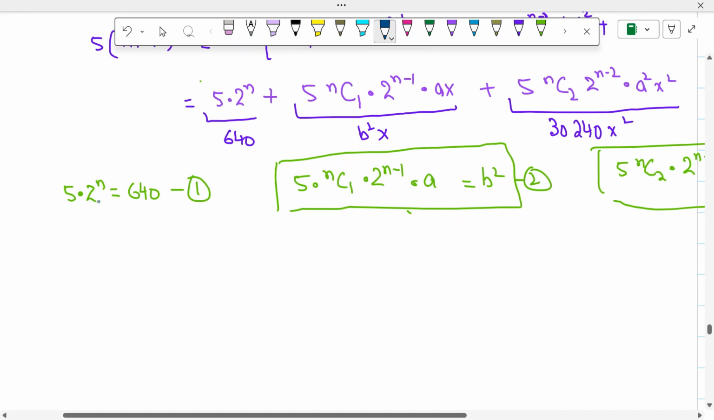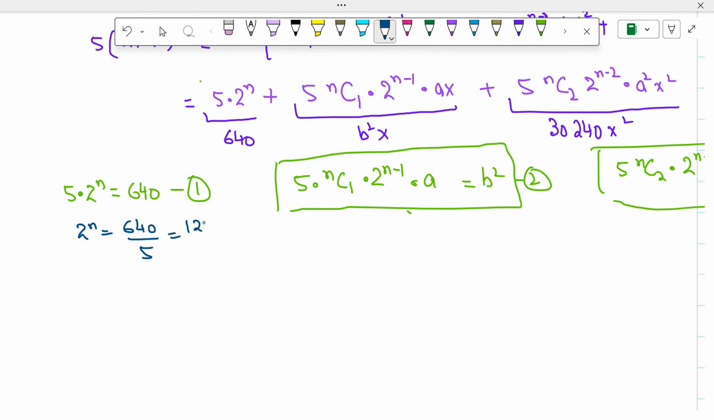Now, first we solve equation 1 to find the value of n. So 5^n is equal to 640 over 5, which is equal to 128. So 2^n is equal to 2^7, because 2^7 is 128. So we can say that n is equal to 7.